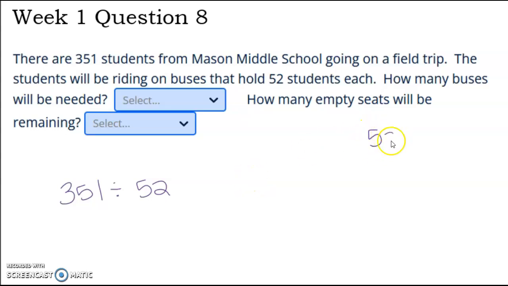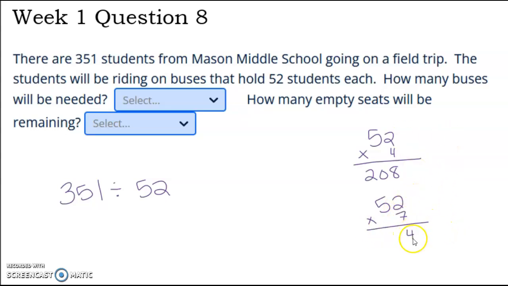Well, let's go ahead and see how much we have. So let's just try 52 times 4. What if we needed 4 buses? Okay, 4 times 2 is 8. 4 times 5 is 20. All right, so 208, we can definitely get closer than that. All right, so let's go ahead and try 52 times 7. Let's just see if 7 works.